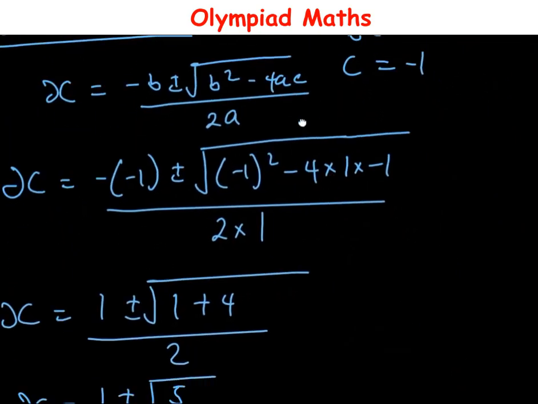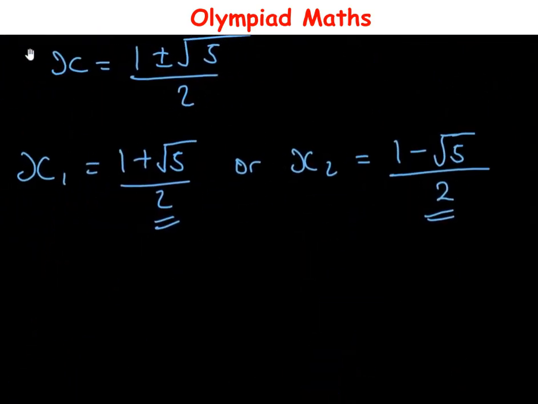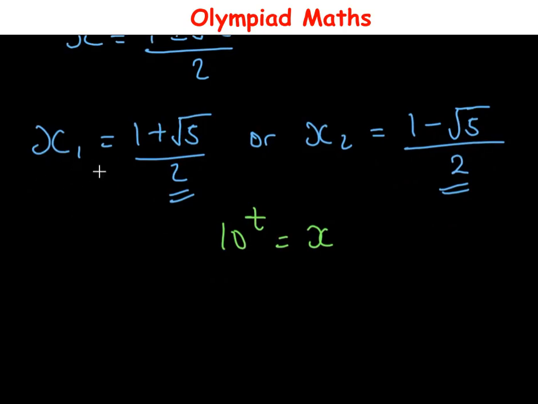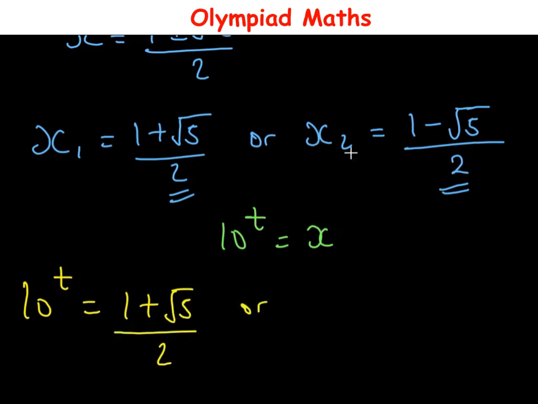So from here, we said let 10 raised to power t equal x. For the value of x1, 10 raised to power t is equal to (1 plus root 5) all over 2, or for the value of x2, 10 raised to power t is equal to (1 minus root 5) all over 2.